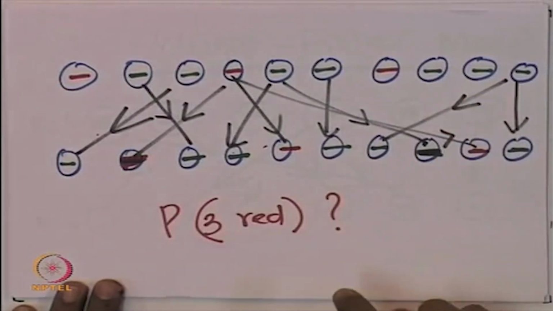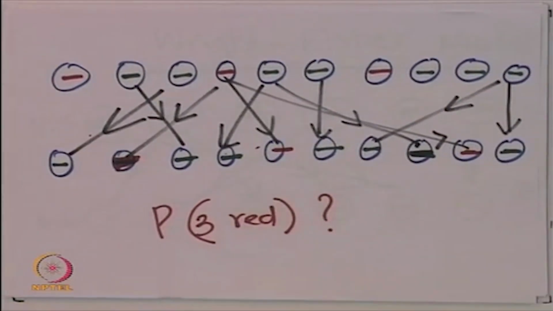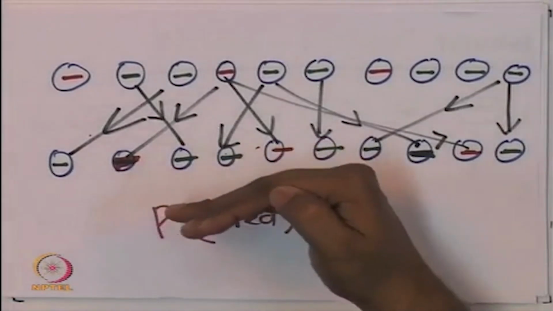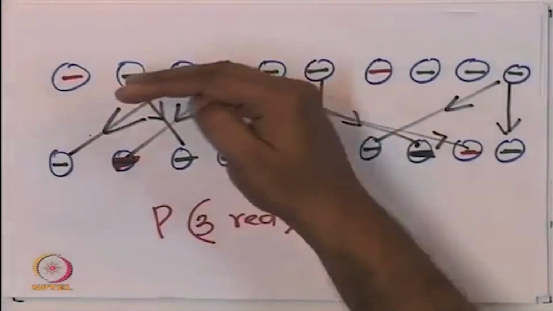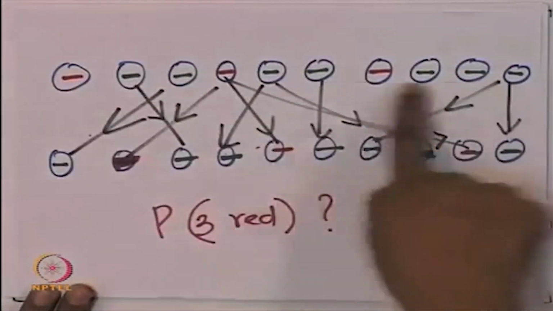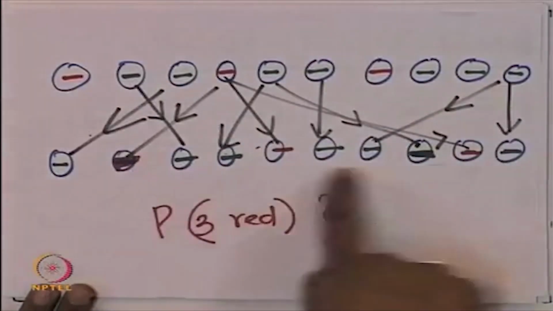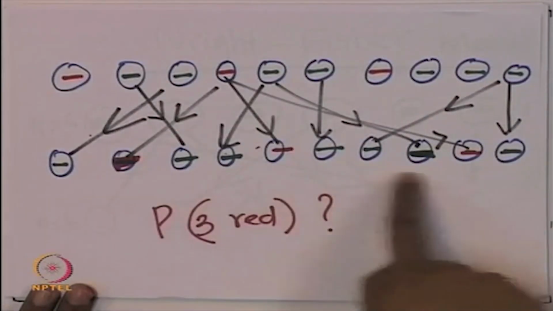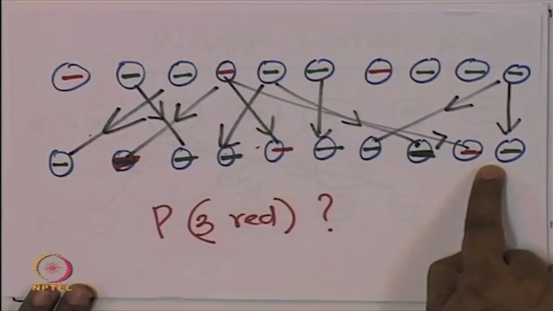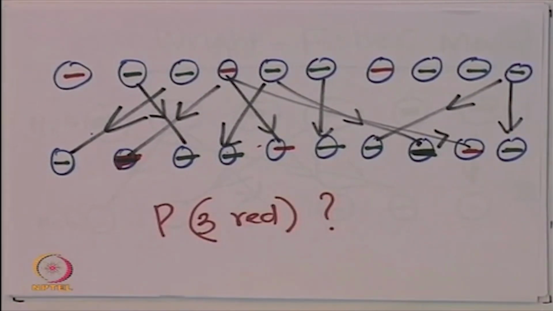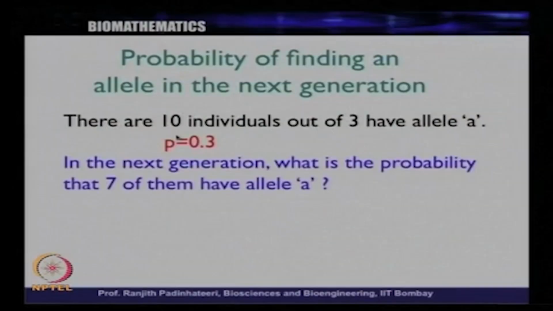So, you can ask the question, if in the current generation there are only 3 out of 10 red alleles, what is the probability that there will be 7 red alleles in the next generation? So, this is the question. If there is allele A with probability 0.3, what is the probability that 7 of them will be allele A?